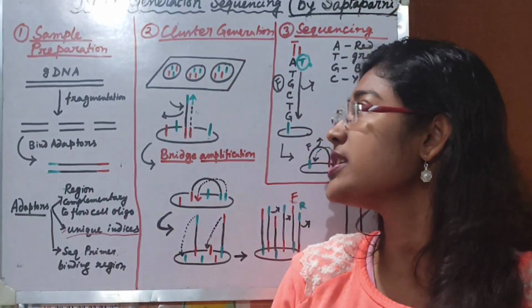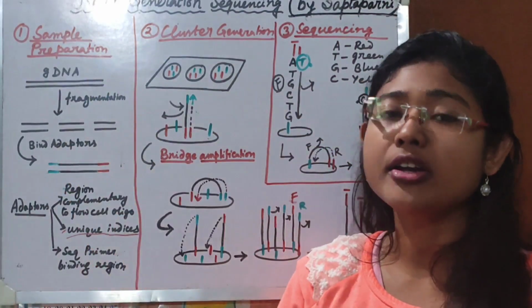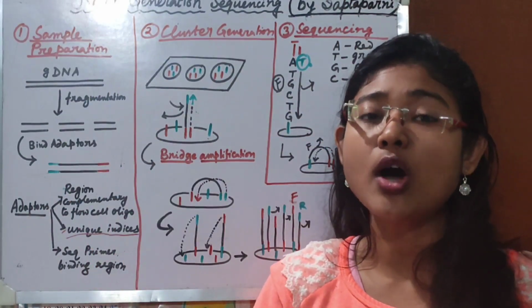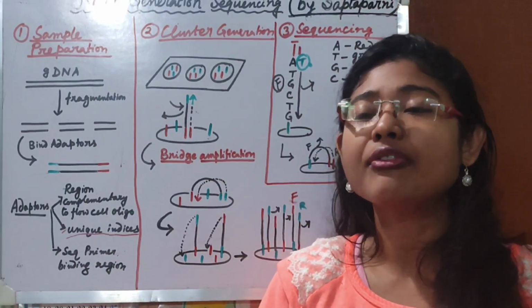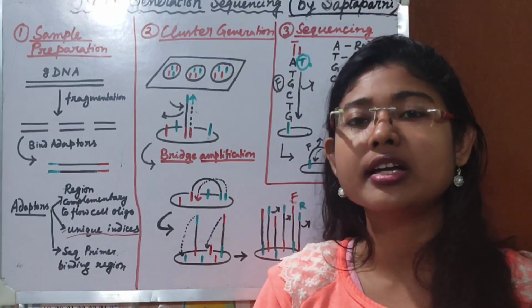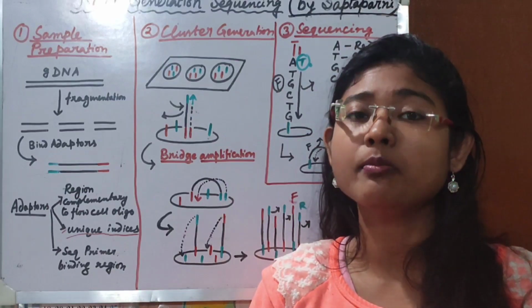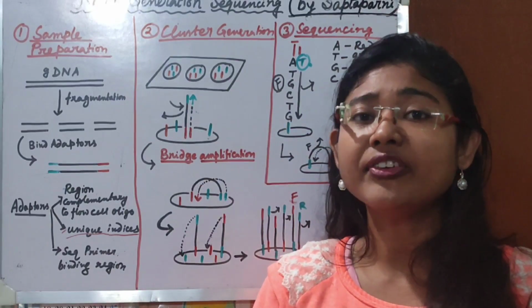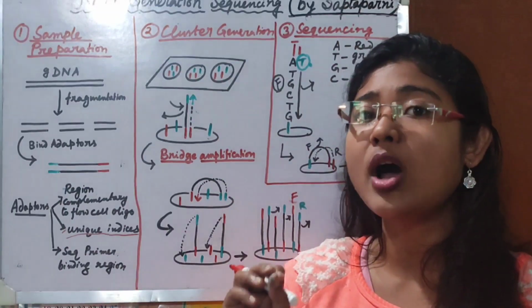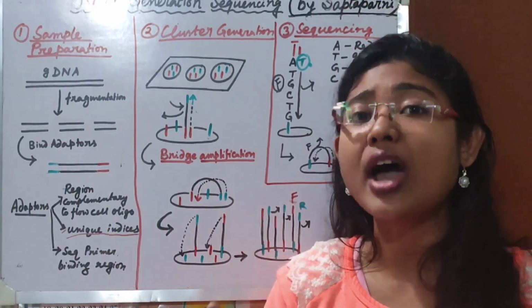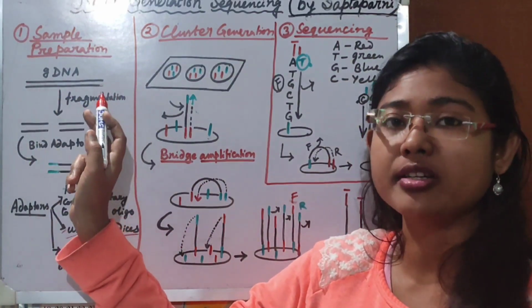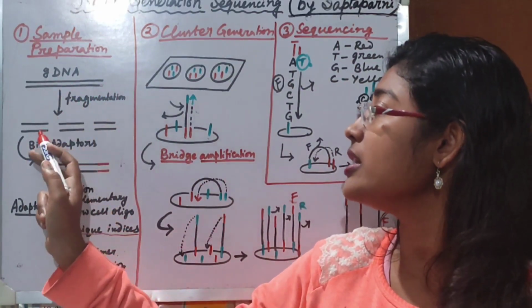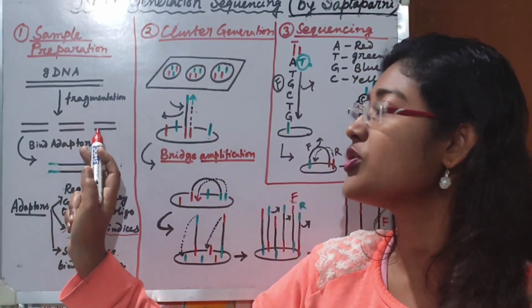So see how you will prepare your sample. First of all, you have to isolate the genomic DNA from your sample. And after isolating the genomic DNA, you have to amplify that by the process of PCR. After amplifying the genomic DNA, you have to make it into fragments by the process of fragmentation. It is our whole genomic DNA and you have made it into different fragments by the process of fragmentation.